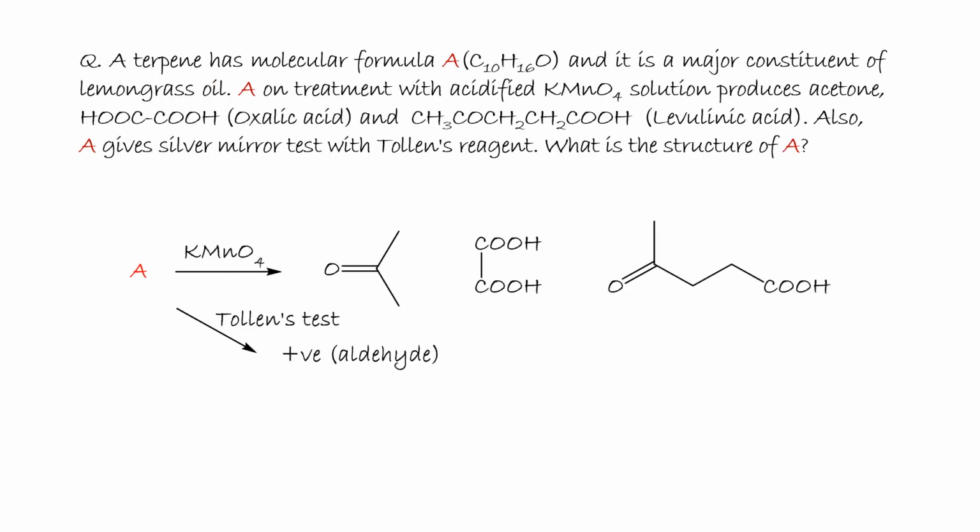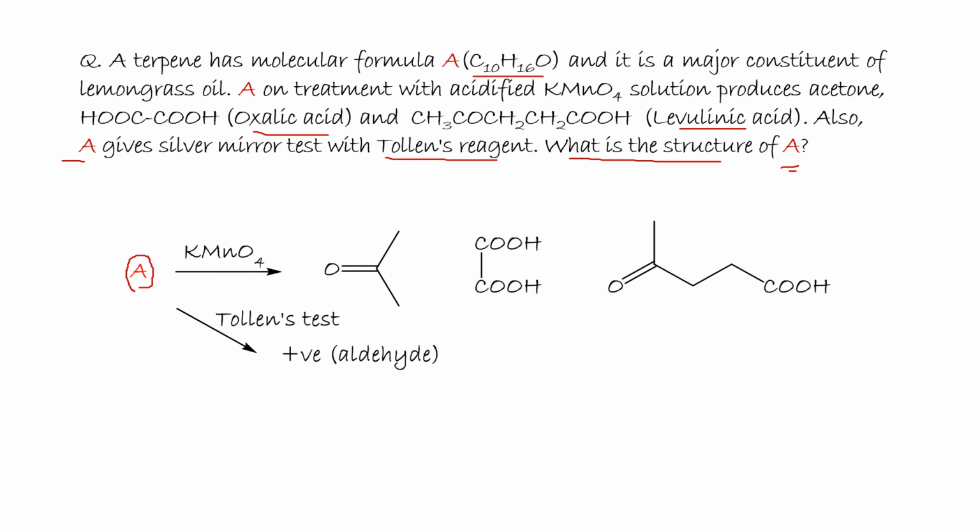A terpene has molecular formula C10H16O, compound A, and it is a major constituent of lemongrass oil. Compound A, on treatment with acidified potassium permanganate solution, produces acetone, oxalic acid, and levulinic acid. Also, compound A gives a silver mirror test with Tollens reagent. What is the structure of compound A?